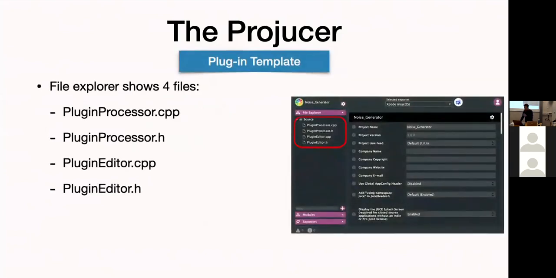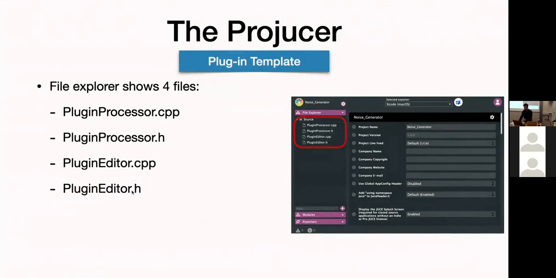Yeah, and then once you click on the File Explorer, which is on the top left here, you can see that the Projucer created 4 files: the PluginProcessor.cpp and .h, and the PluginEditor.cpp and .h. Okay, so these files basically describe a class PluginProcessor, and these 2 files describe a class PluginEditor. And they are separated into 2 files, generally for having a better overview of what the structure of your file is and what the implementation is.